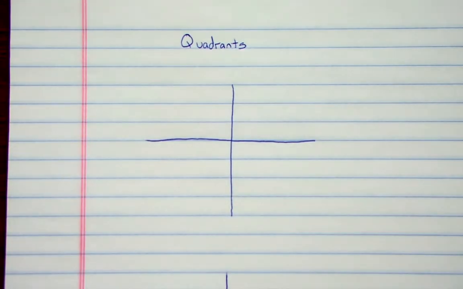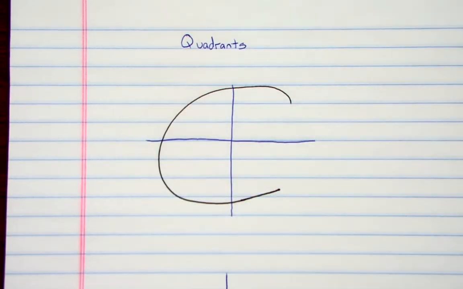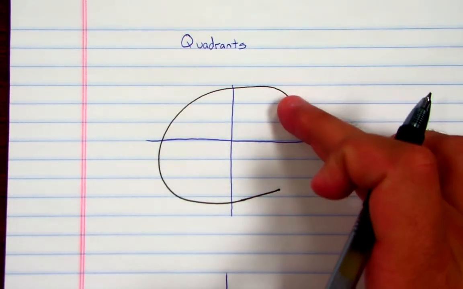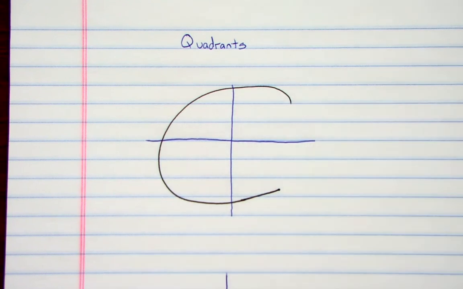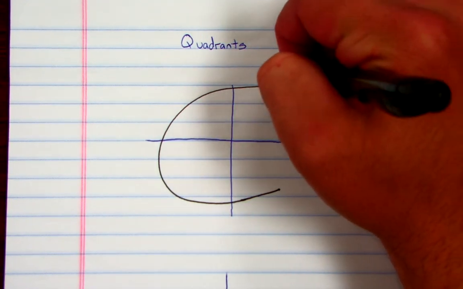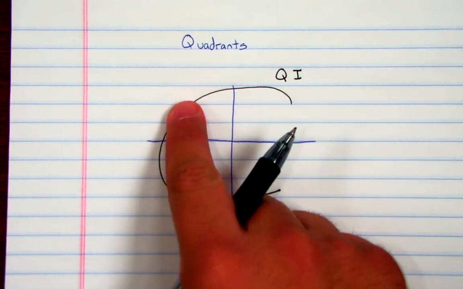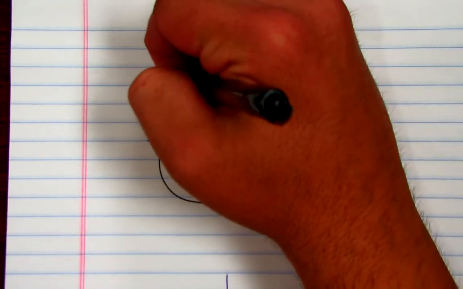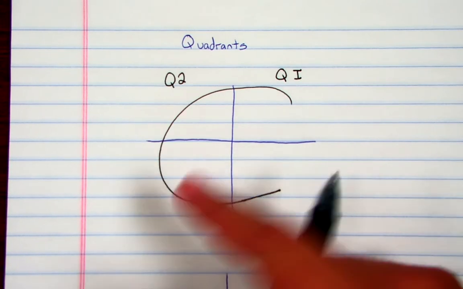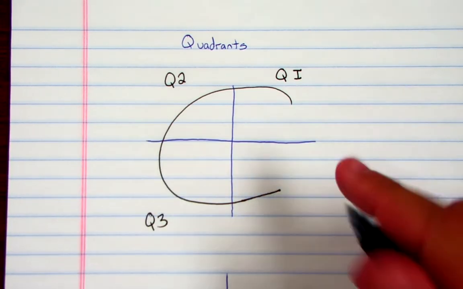Now, when you are graphing coordinate points, the first thing I want my students to do is draw the big C like so. C stands for coordinate graphing. Where the C begins is quadrant 1. Then follow the C around. This is quadrant 2, quadrant 3, and where it finishes up is quadrant 4.